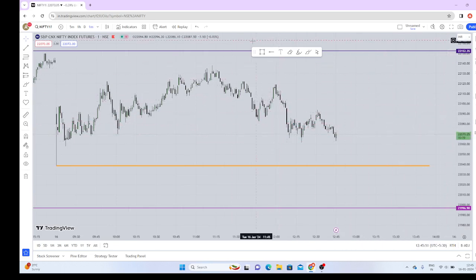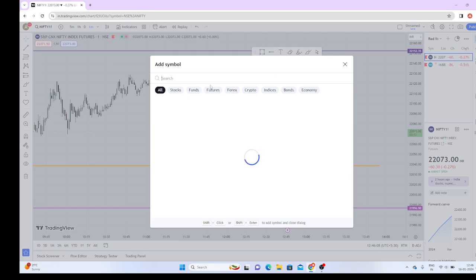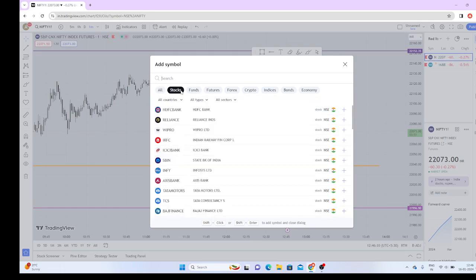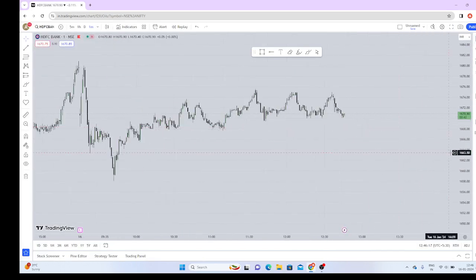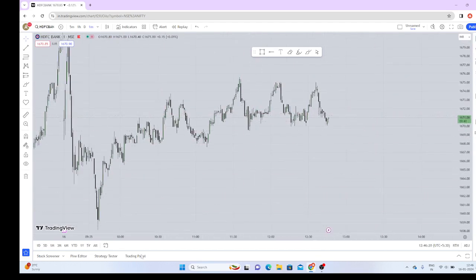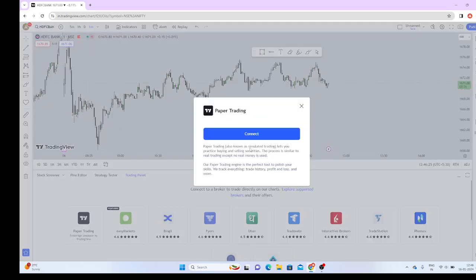If you are new to TradingView, then you have to Google search TradingView and then sign up, create an account, and then you get there. After you get there, you have a tab like this opened up. You select any stock or instrument where you want to trade. For example, I'm clicking here on HDFC Bank. So this is the instrument. If I want to trade in it, I will go to the trading panel. Here you can see the paper trading. You have to click on it and then click connect.